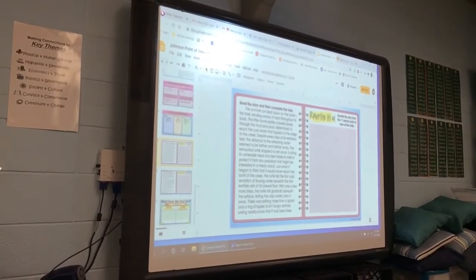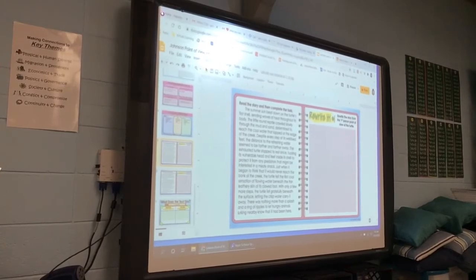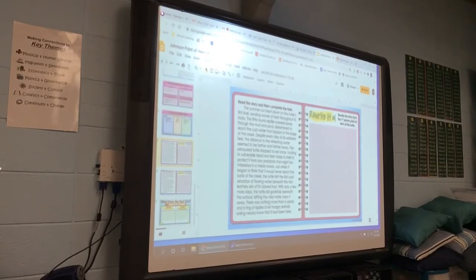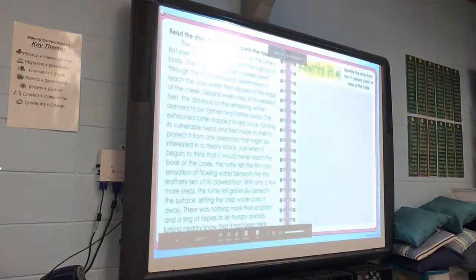But the directions say rewrite the story from the first person point of view of the turtle. So let's read the story, and the directions will make more sense to us as we are reading the story. If you need to zoom, go ahead so that you can see it. Hitting present will help you see it better too.